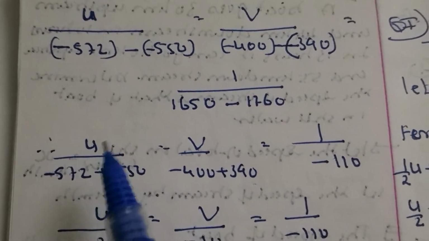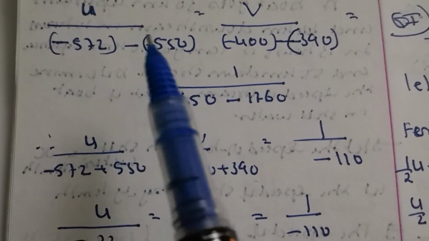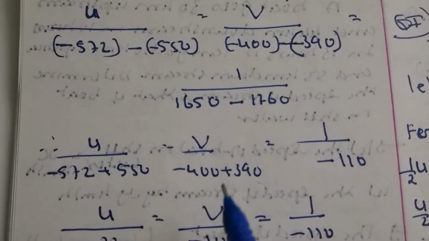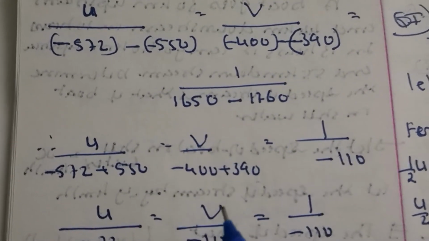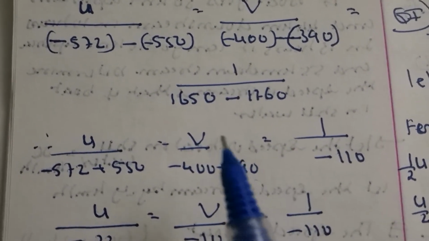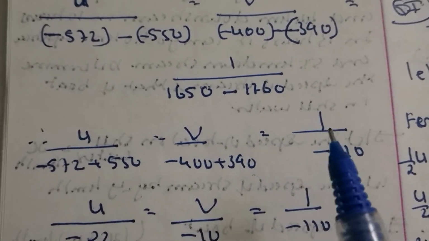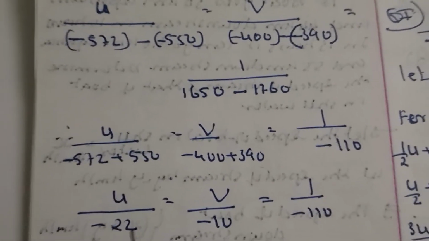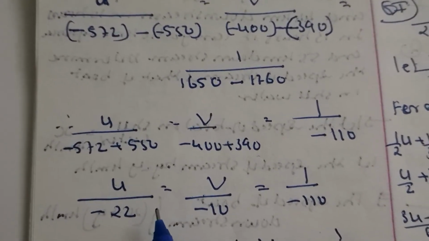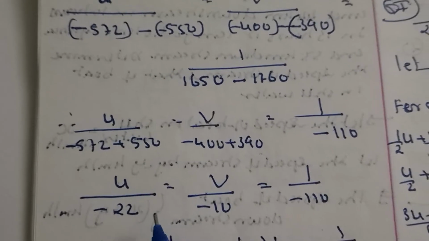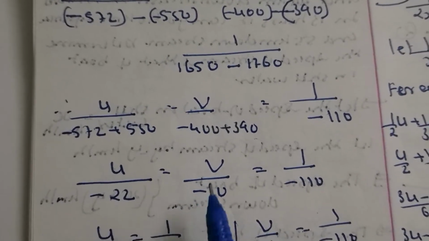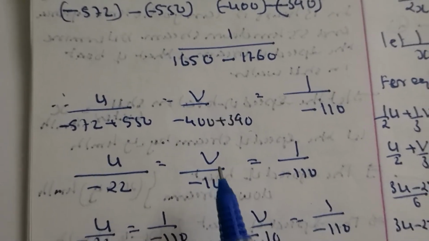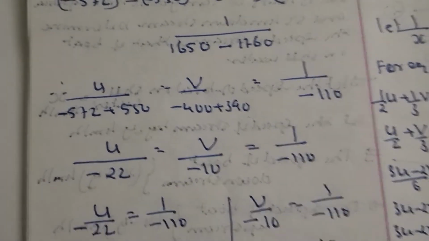So u is equal to 572 as it is, minus becomes plus, so it is 550; minus 400 as it is, minus becomes plus, so it is 390; and 1650 minus 1760 is 1 upon minus 110. So subtracting 550 from 572, u upon minus 22. Same way 400 minus 390, because minus plus minus, v upon minus 10 is equal to 1.